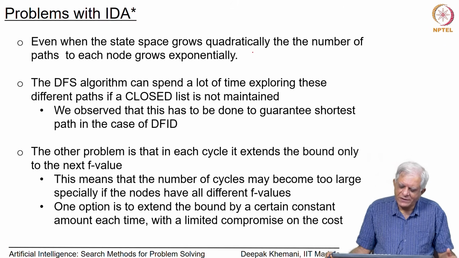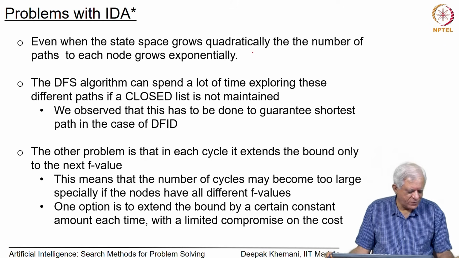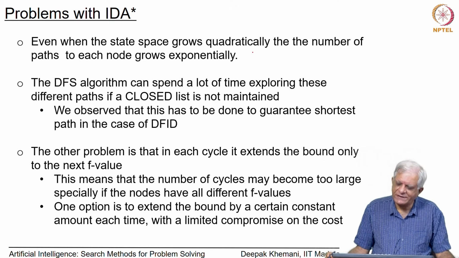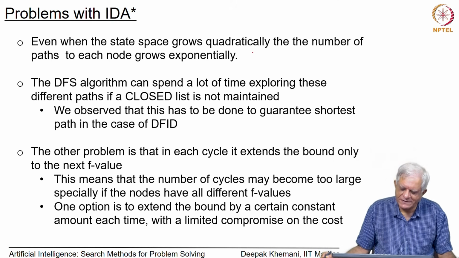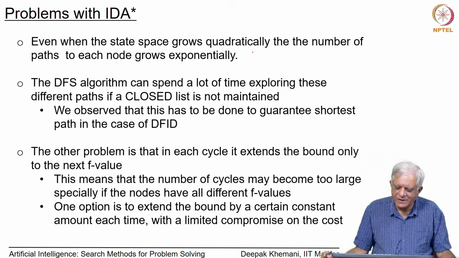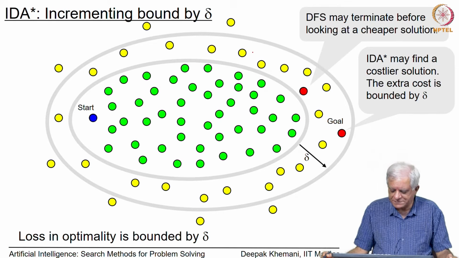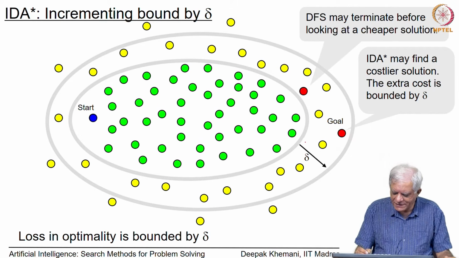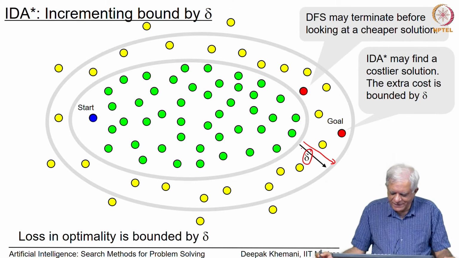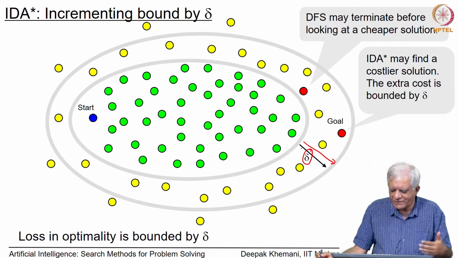is to not increment it to the next f value, but choose some constant value and say I will increment it by that much, and of course, you may have to pay a price in terms of optimality. So, this diagram depicts this situation where you are incrementing the bound by a certain pre-decided value delta, and then you will do depth first search by this path.